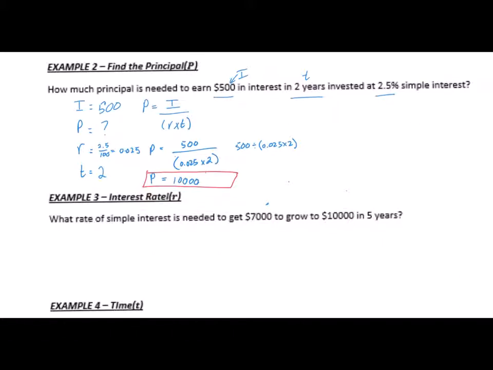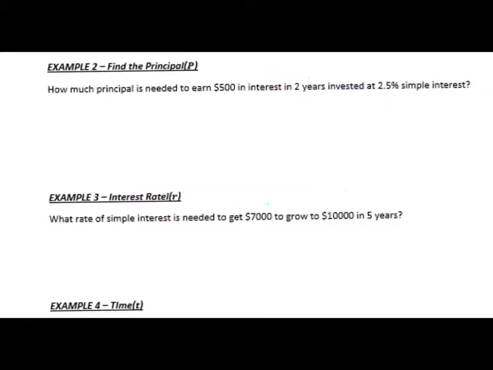So we do our final statement as well. That is how we get our final answer. We say we need $10,000 to be invested, or we could say we could start with $10,000. Now let's move on to the next problem.